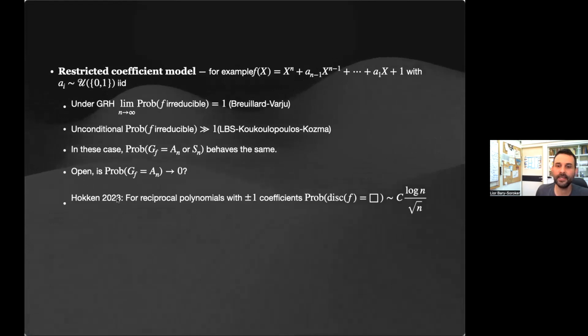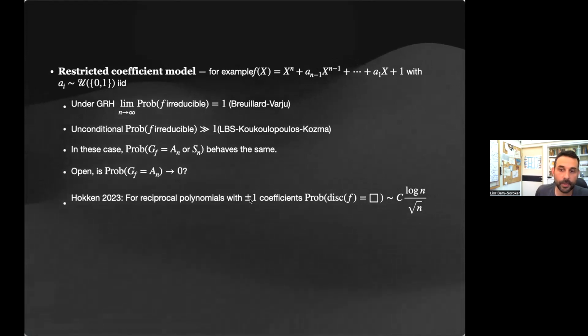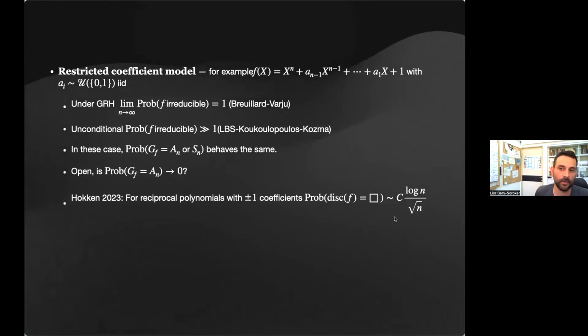And very recently, David Hawken considered a slightly simpler case, which resembled the lower bound that I did with Orben Porat and Vlad Matai. He took reciprocal polynomials with plus minus one coefficients, and he showed that in this case, the probability to be a square is going to zero. He computed how fast, but it's important that it goes to zero. But this is for reciprocal polynomials. As in the previous case, reciprocal polynomials never have Galois group AN. It's always an imprimitive group.